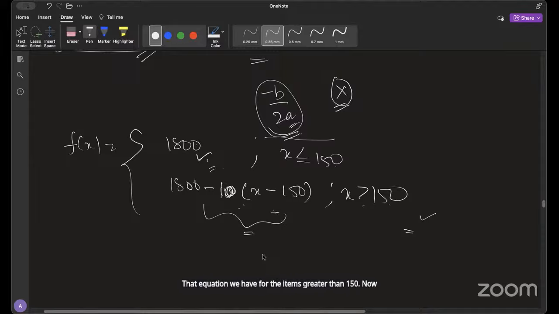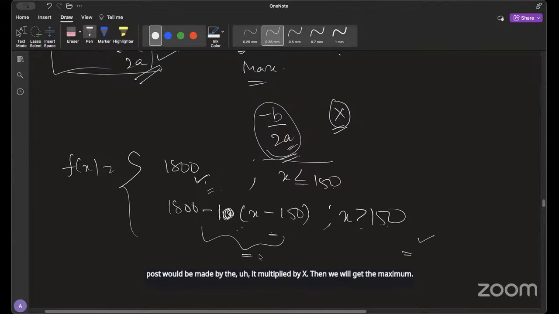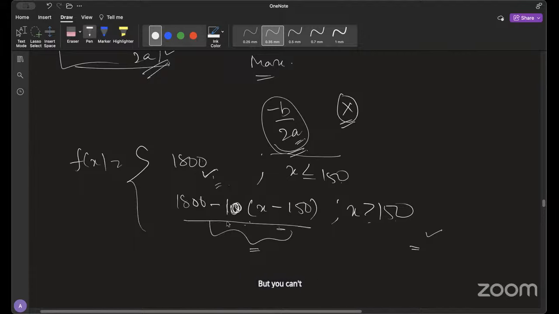Now we have to find the maximum, so we have to make the total cost, which would be this price multiplied by x. But you can't multiply this thing with x, because after 150 only, this is the applicable cost. Before 150, it's this one. You can't multiply the entire thing with this. If you have 160 items, then only the last 10 cost this much. The previous 150 cost the other price.